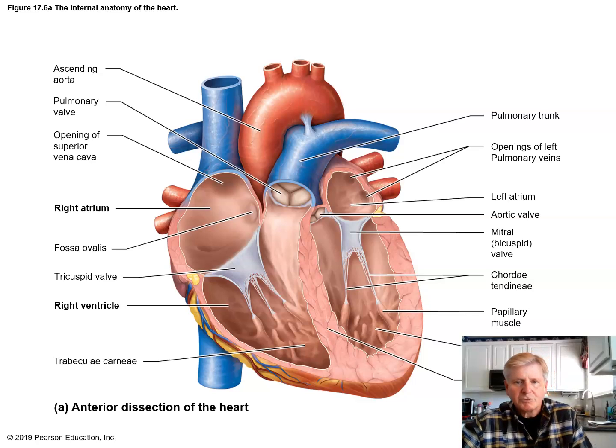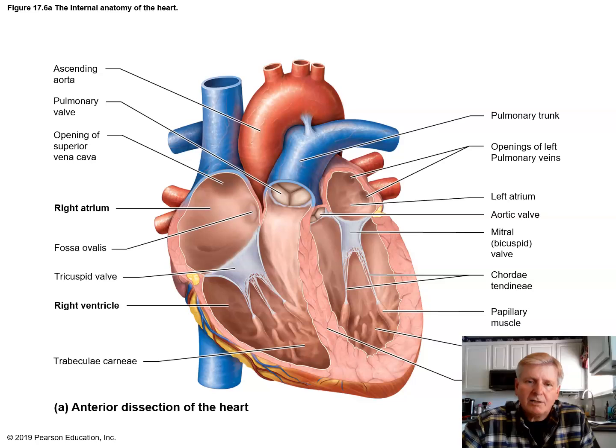There is another depression in the right atrium called the fossa ovalis. That depression is a remnant of the connection between the right atria and the left atria in the fetal heart circulation. In the fetal heart circulation, the blood in the right atria and the blood in the left atria mix together because of that foramen ovale.